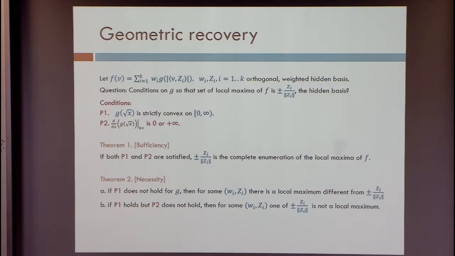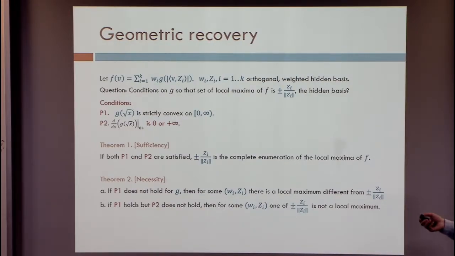So here are more precise statements on the structure of local maxima in the idealized case. So let's see. Again, the question is which conditions on G are sufficient and even hopefully necessary to guarantee that the local maxima of f over the sphere are exactly these basis vectors of the embedding up to normalization. So here I'm restating the two conditions I had before. One is a certain strict convexity, and the second is a condition on the derivative of the contrast.